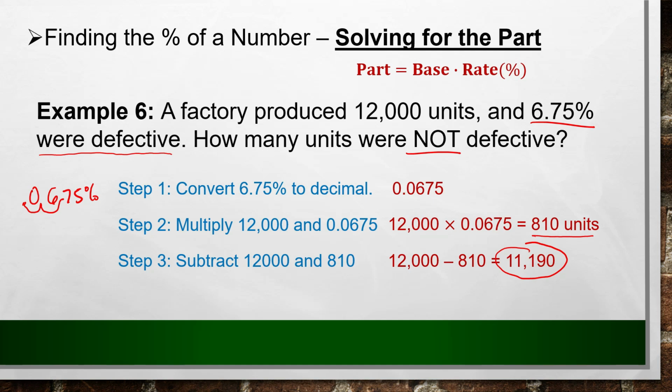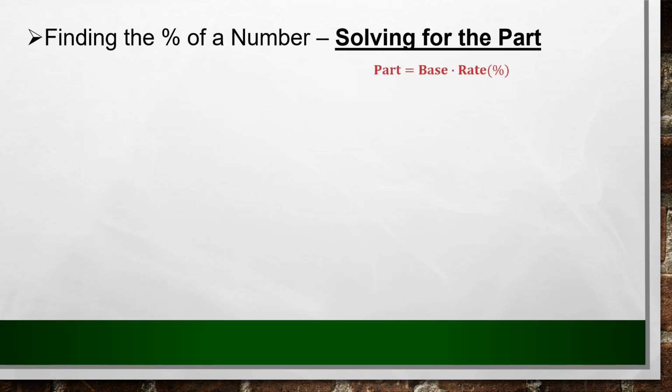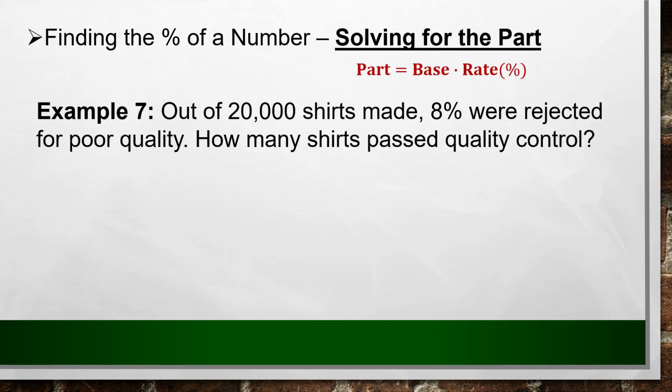All right, let's have another example. So out of 20,000 shirts made, 8% were rejected for poor quality. How many shirts passed the quality control? So if you understand the previous example, my advice is to pause this video and try to answer the problem.